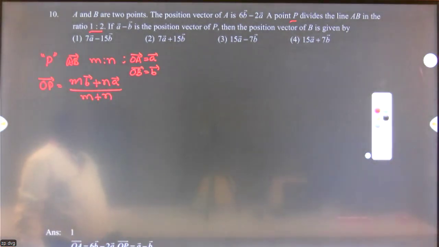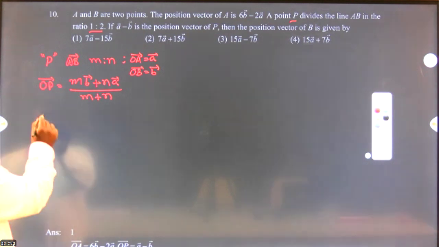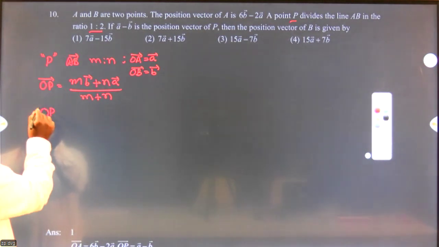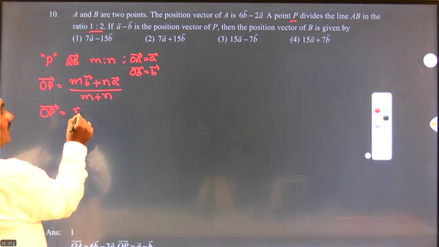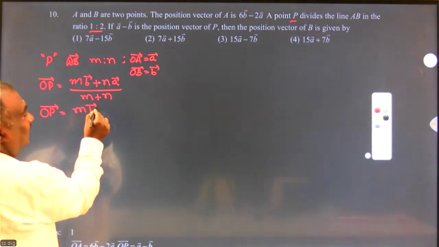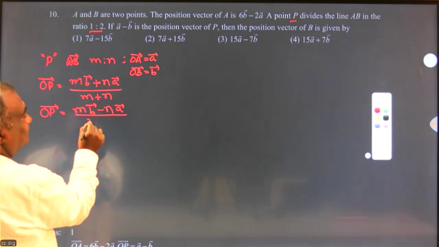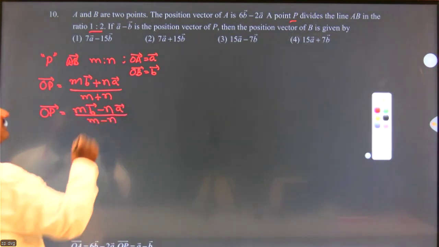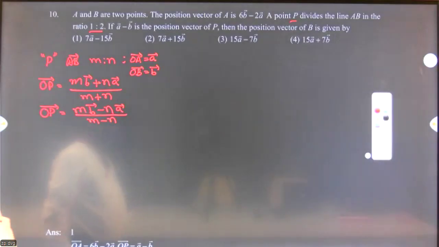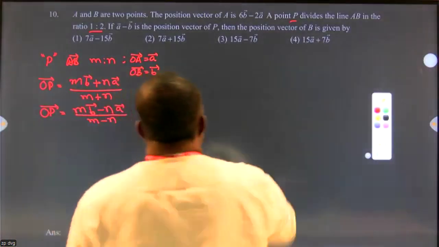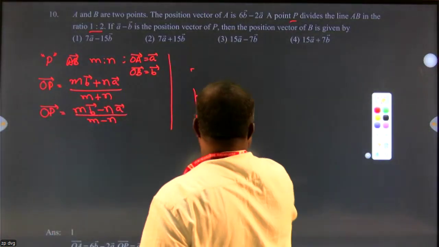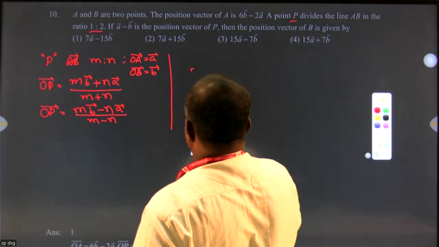OP bar, if it is the external division, you are going to get the same formula: M B bar minus N A bar by M minus N. This is the formula for the internal and external division. Now, read the question carefully. Don't get hurried to solve the problem.